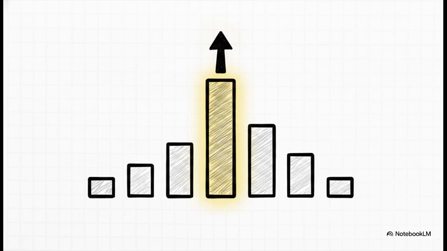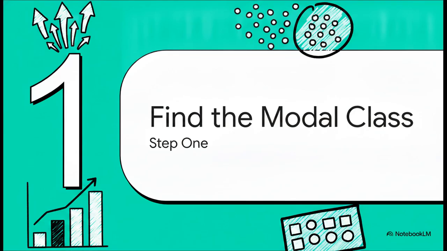Now, while finding the mean or the median tells you about the average or the middle, finding the mode tells you about the absolute most frequent occurrence in your dataset. It's basically the MVP of your data. Okay, let's get into it. Step 1. Find the modal class.